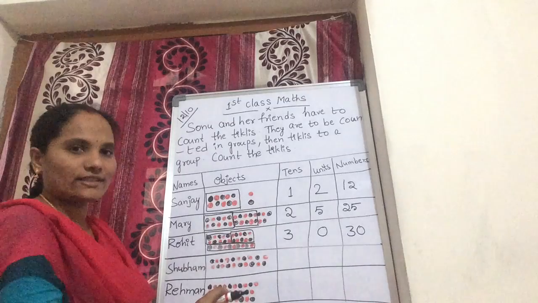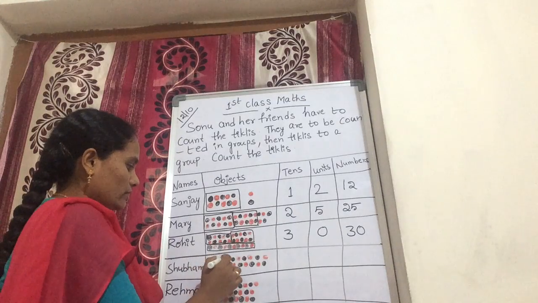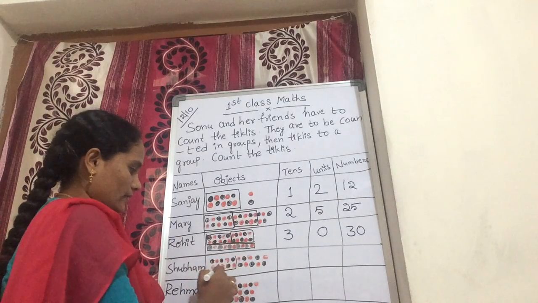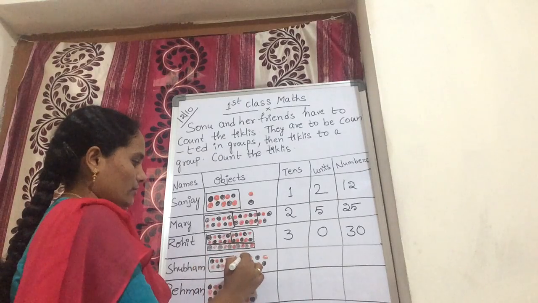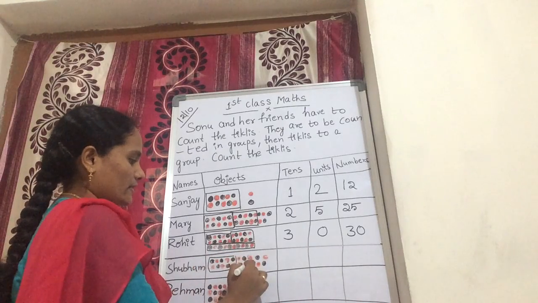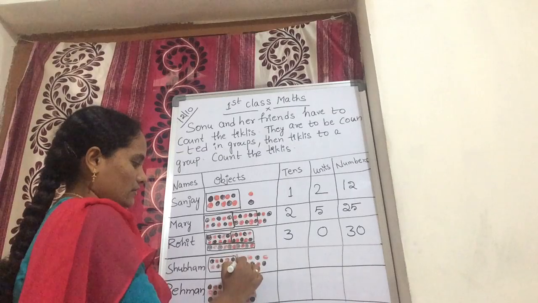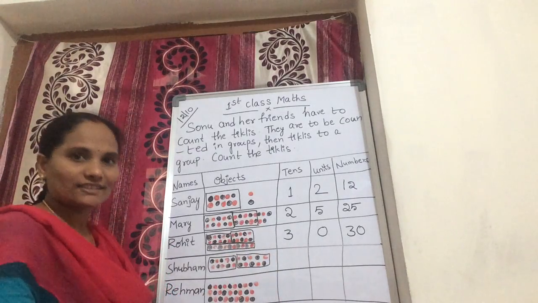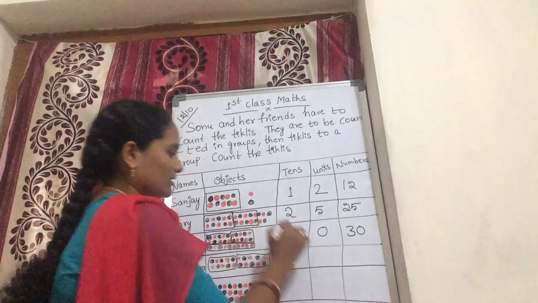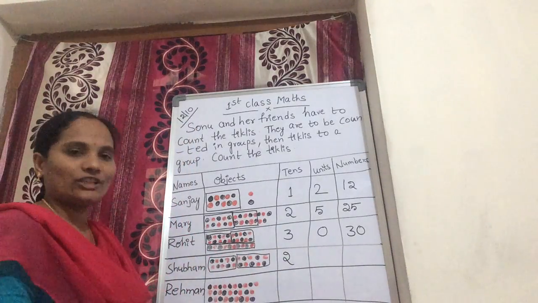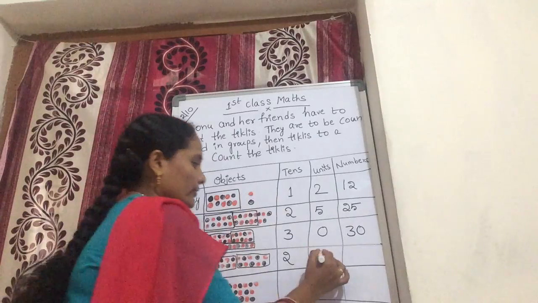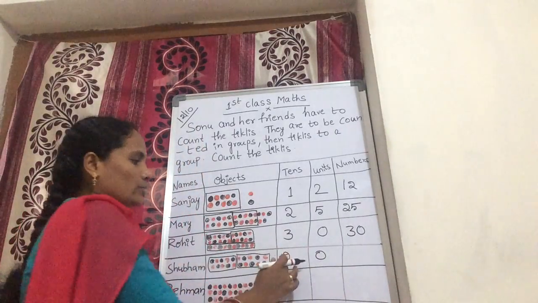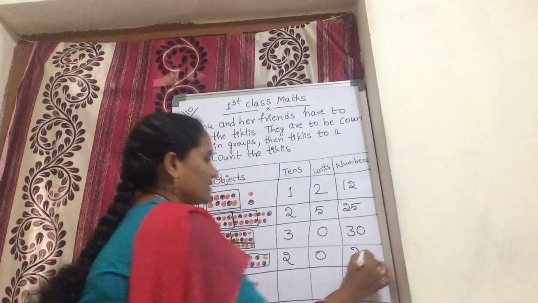Next, amma, Shubham. Shubham, counting first the tens. 1 2 3 4 5, 1 2 3 4 5 6 7 8 9 10. How many tens? 2 tens. Here are there any single ticklies? No. You put 0 in units. How much number do you get, amma? 2 0, 20. Like this also.